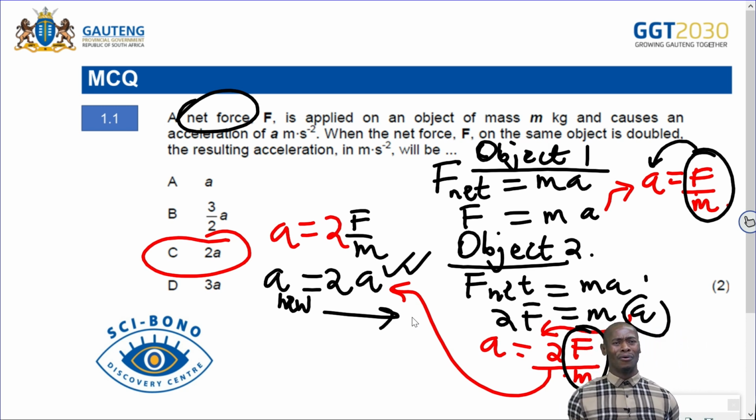So obviously if you don't know what is happening when it comes to Newton's second law, or if you can't even identify that this question is about Newton's second law, then it will be difficult for you to get this question correct. Okay, then let's look at the second one.